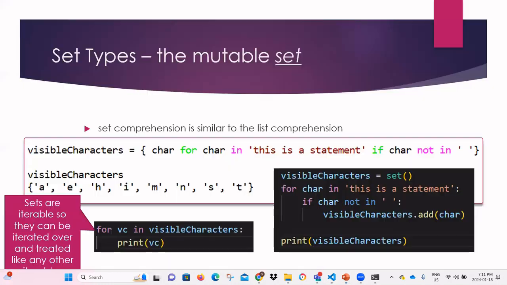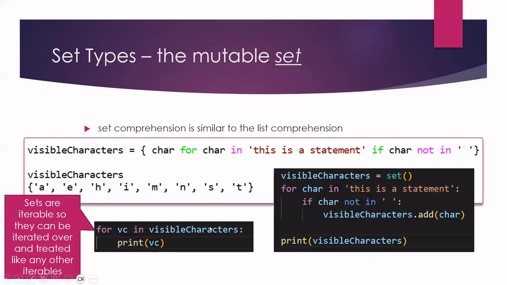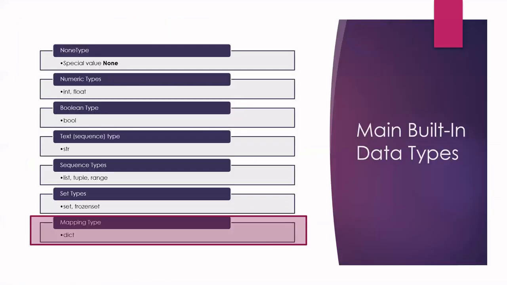All right, now let's talk about dictionaries. Obviously, we can loop over the elements in the set using a for loop. Now, the second type that we need to talk about today is the mapping type. There is a category called mapping, but it's only one type underneath it, which is a dictionary.